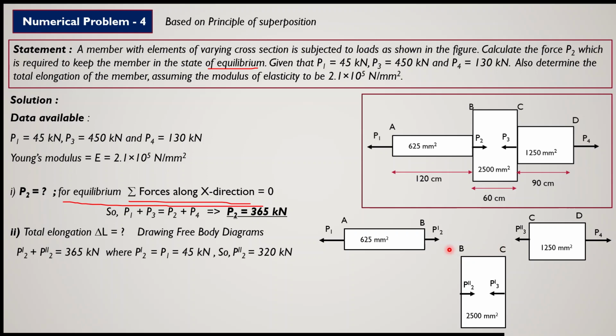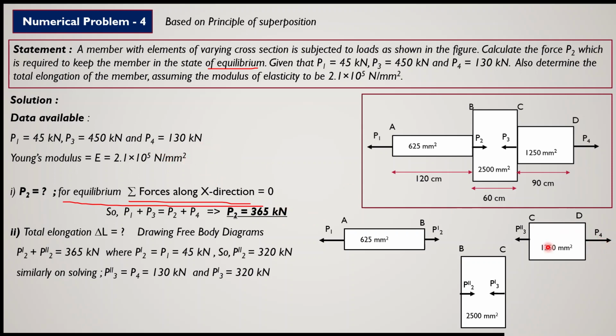So now let us discuss this member BC, that is the free body diagram of this portion BC. Here two forces are acting. Now if this member has to be in equilibrium, then what will happen? From this third diagram, this member will remain in equilibrium. So what are the various types of forces acting here? You will get this P4 force. P4 force is 130 kilonewton.